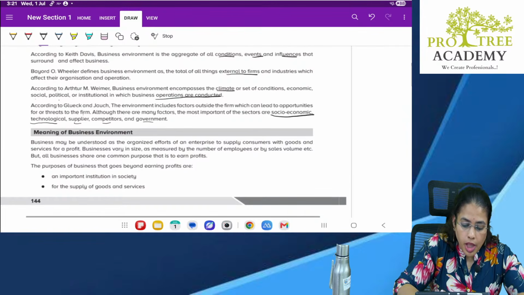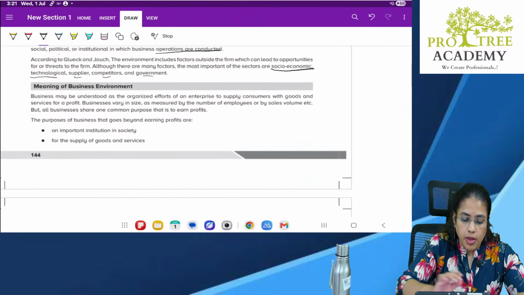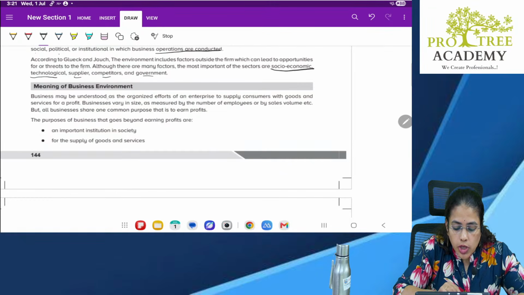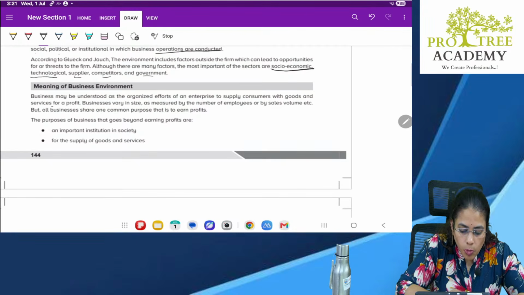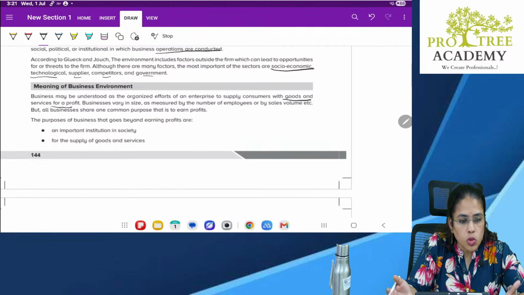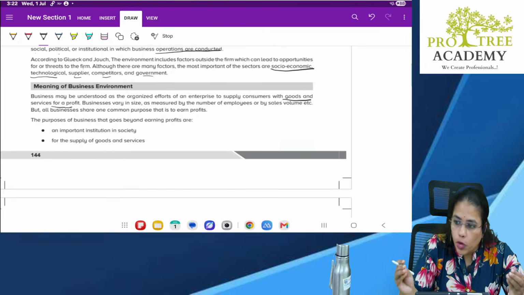Okay. Now, meaning of business environment. Business may be understood as an organized effort of an enterprise to supply consumers with the goods and services for profit. So business is what? You do any business, goods and services, whatever goods or services you want, you do it for profit. Always business will be for profit only.